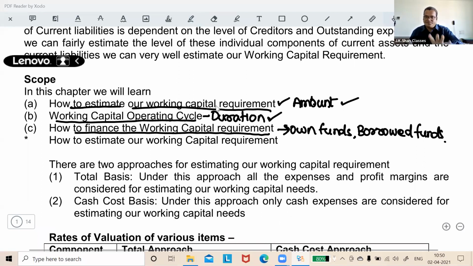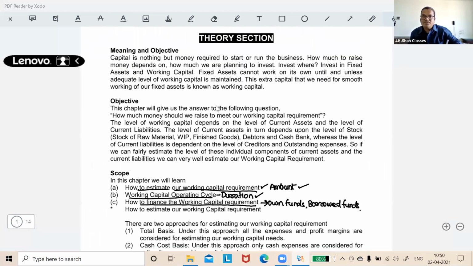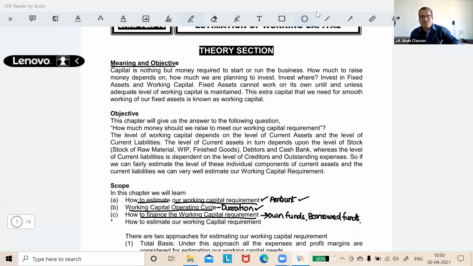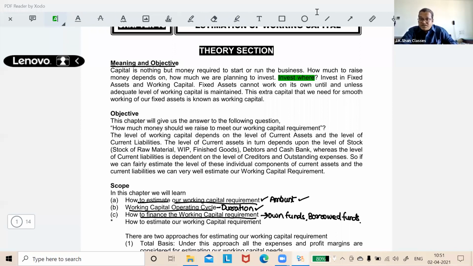Okay, friends, so now see what I have done. I have covered till here. You can go through this meaning and objective, and it is the same thing that I have discussed till now. Let's take a quick look and then we will proceed further. See, capital is nothing but money required to start or run the business. How much to raise depends on how much we are planning to invest. Invest where, guys? That's a question. As we discussed, one is fixed assets. And the second place we need to invest is working capital. Remember that balance sheet I showed you, right?